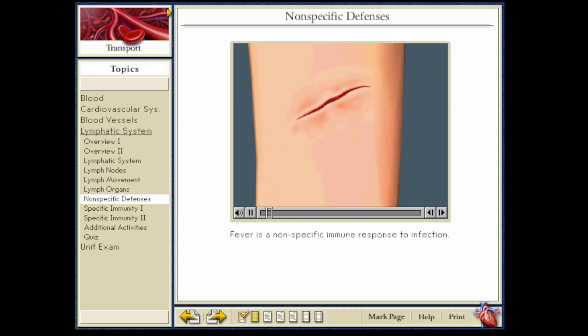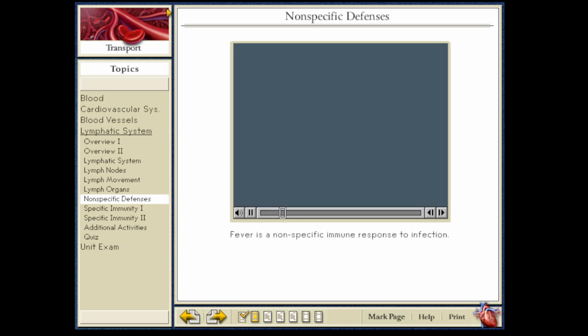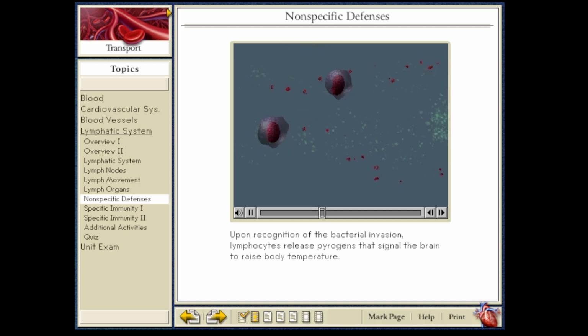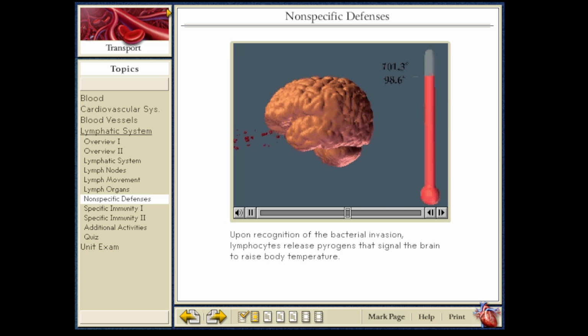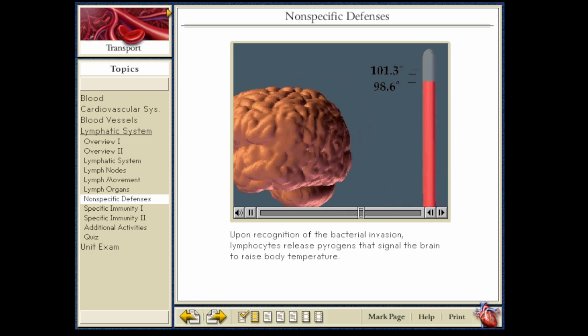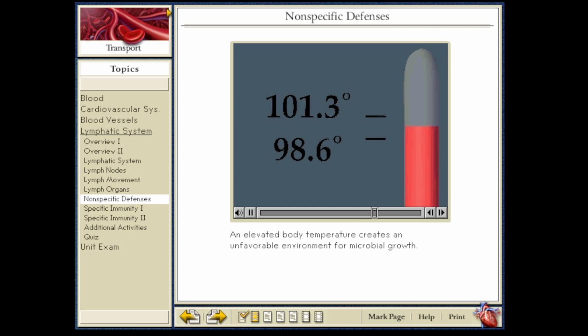Fever is a non-specific immune response to infection. Bacteria entering the body through a cut may cause an infection. Upon recognition of the bacterial invasion, lymphocytes release pyrogens that signal the brain to raise body temperature. An elevated body temperature creates an unfavorable environment for microbial growth. A fever also enhances the normal immune response.